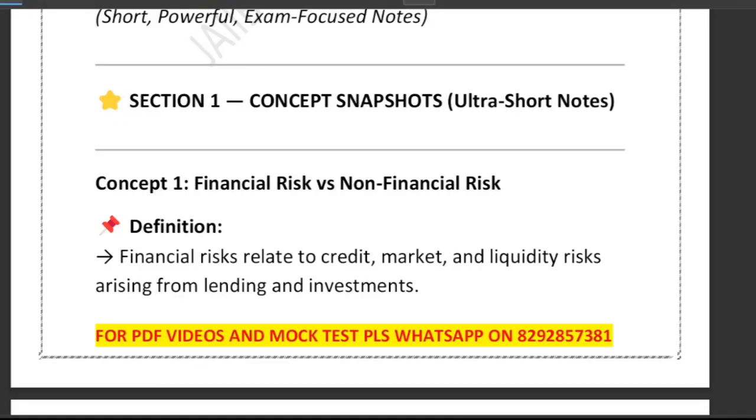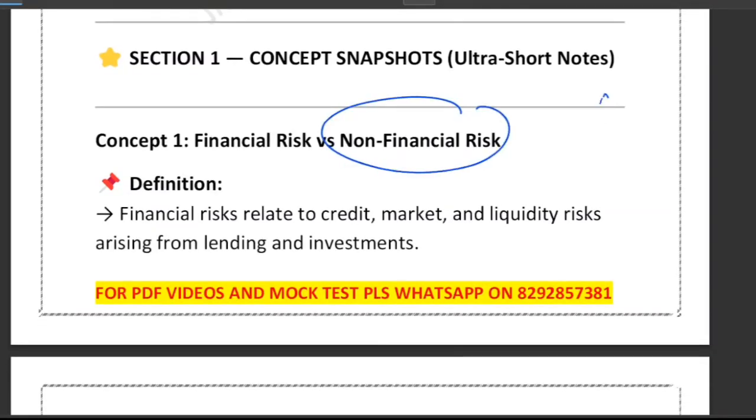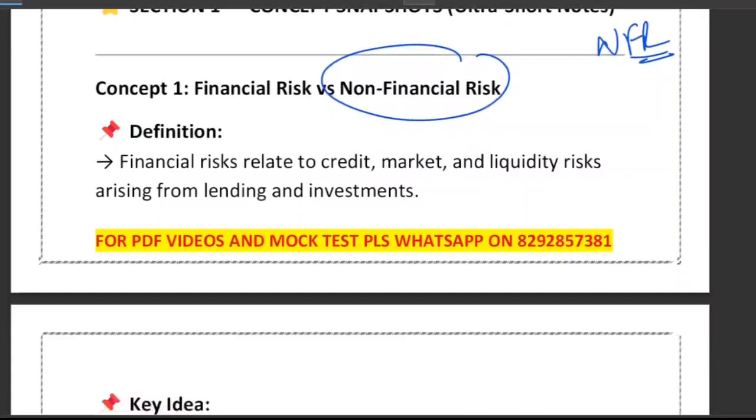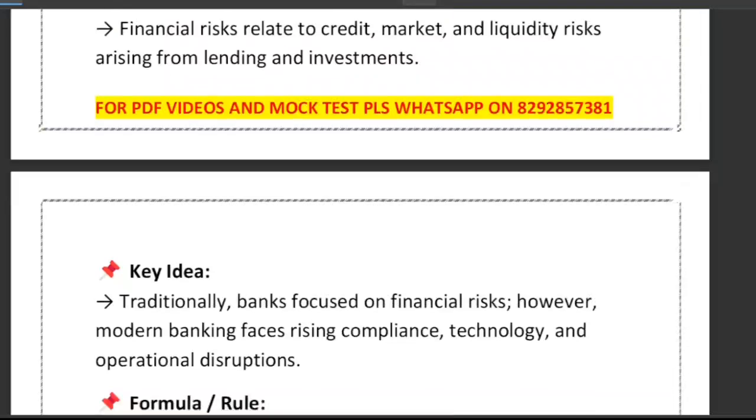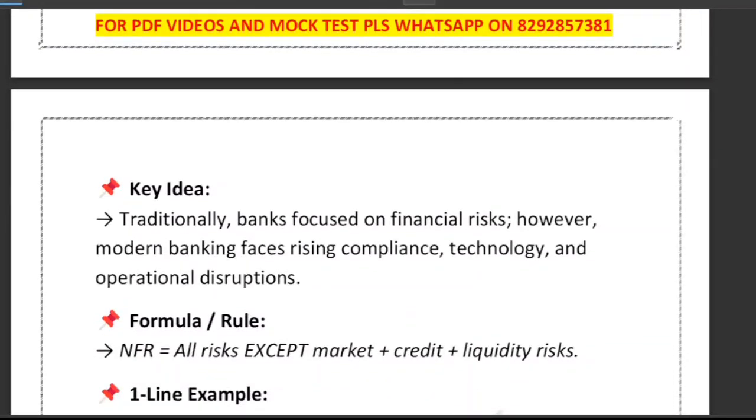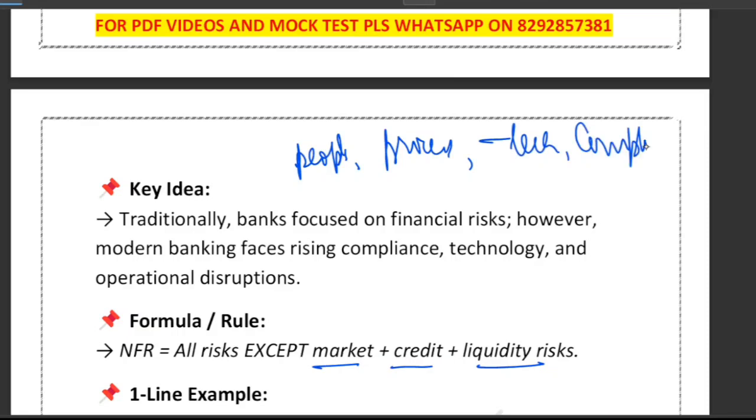Let's understand the basics. What's the difference? So we are starting with non-financial risk, also called NFR. In simple words, these are the risks that do not come from loan, market, or liquidity problems. Instead, they come from people, process, technology, compliance, and external disruption. Basically, we are talking about those kinds of risk which do not arise from market, credit, and liquidity. Rather, they arise from people, process, technology, compliance, and external disruption.